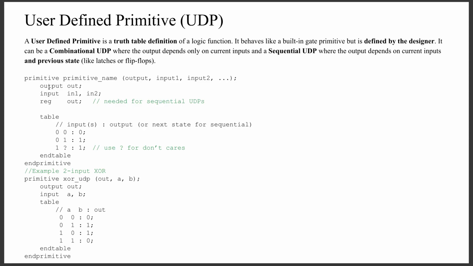You would use the keyword primitive, name, input 1, input 2, and then the output out, input in 1 and in 2, and the register out, needed for sequential UDPs. And then this is how we would declare the table. We use the question mark for don't care scenarios. So in this example, for a 2-input XOR, we enter the truth table for an XOR, so it's only true when either A or B equal 1. And we use the keyword primitive, and then out, A, B.